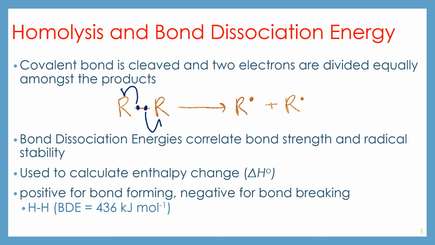So the bond dissociation energy for a hydrogen-hydrogen bond is 436 kilojoules per mole, whereas the bond dissociation energy for a chlorine-chlorine bond is 243 kilojoules per mole. So you can see the hydrogen-hydrogen bond is more stable. It requires more energy to break the bond.